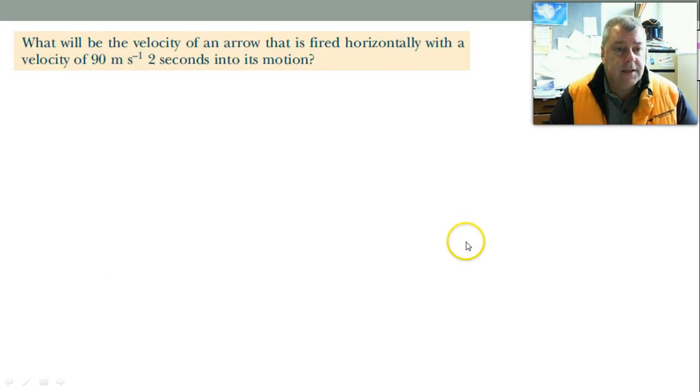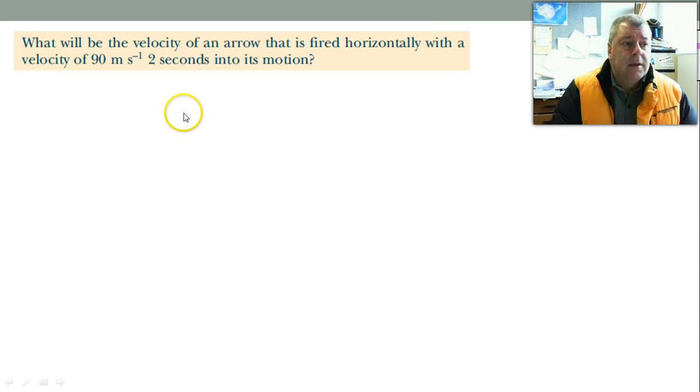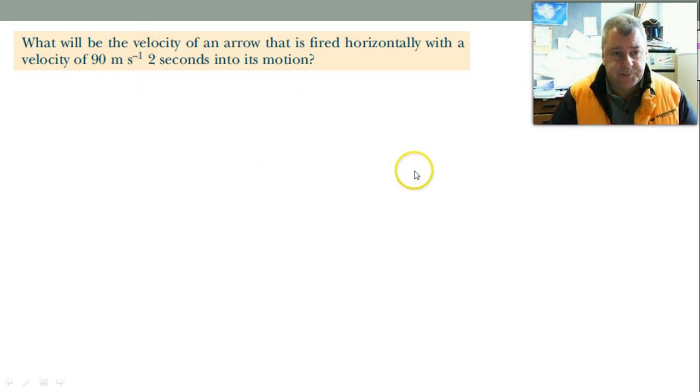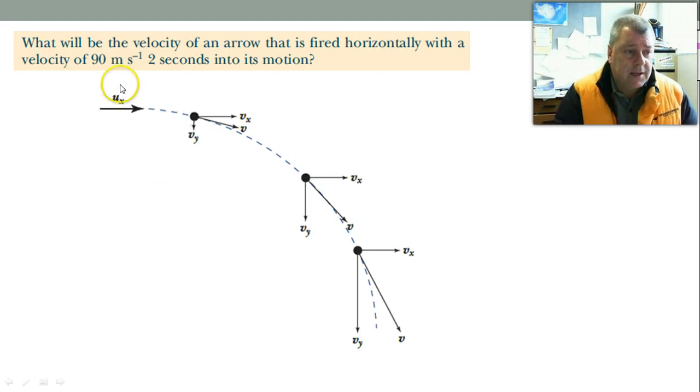So let's do a couple of examples, and there's all sorts of different variations in these types of questions, but you've got to analyze them the same way. So what we have here: what will be the velocity of an arrow that is fired horizontally with a velocity of 90 meters per second, 2 seconds into its motion? So that's a bit unusual. What we're talking about here, here's the arrow. It's being fired.